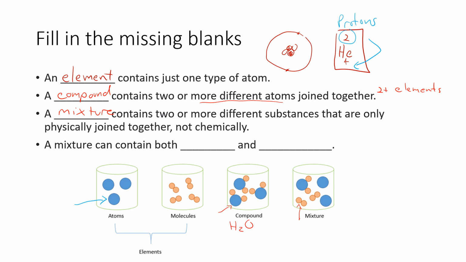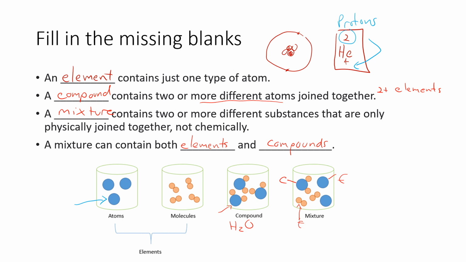So here I have some examples. This one's a compound right here. That's an element right there. And then this, even though you have two atoms, they're not different atoms, they're the same atom. That's going to be an element as well. So a mixture can contain both elements and compounds. It can contain both of those things.